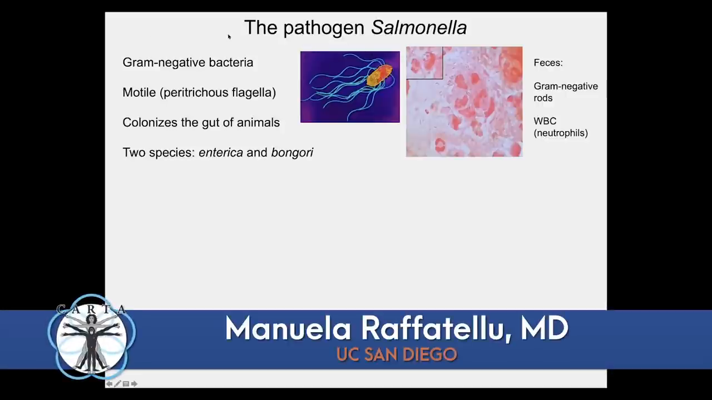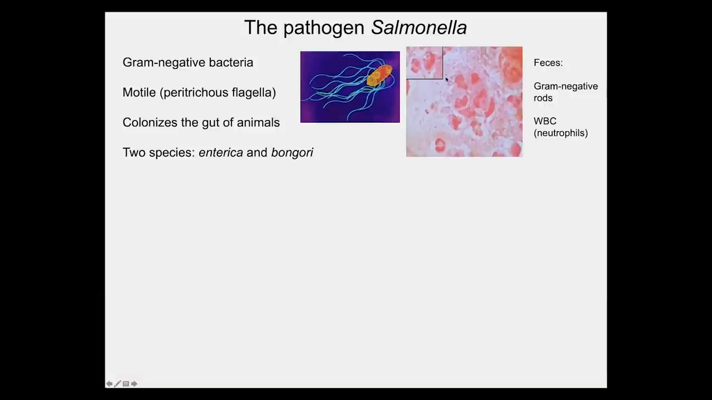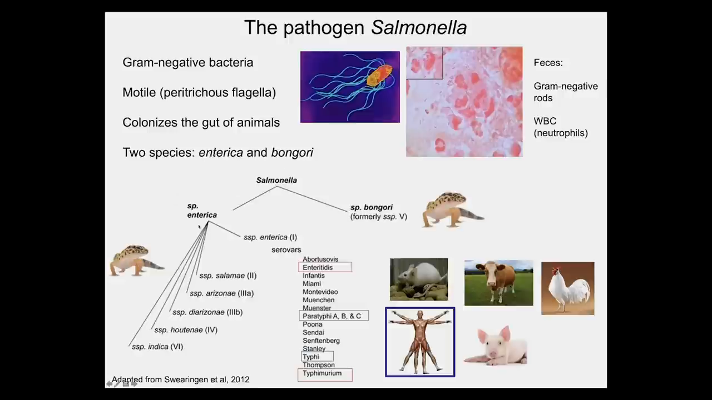The pathogen Salmonella are gram-negative bacteria. As you can see here, those are these gram-negative rods. The bacterium is motile due to peritrichous flagella. It colonizes the gut of animals, and there are two species, Salmonella enterica and Salmonella bongori. You can see here that Salmonella enterica has six subspecies, and there is only Salmonella bongori, and these Salmonella primarily colonize cold-blooded animals like reptiles.